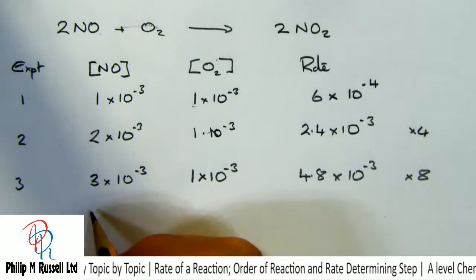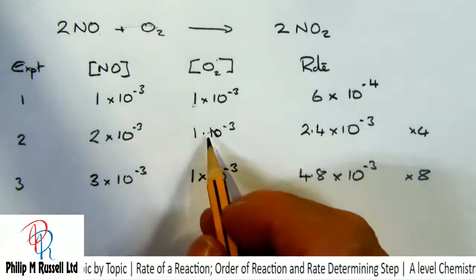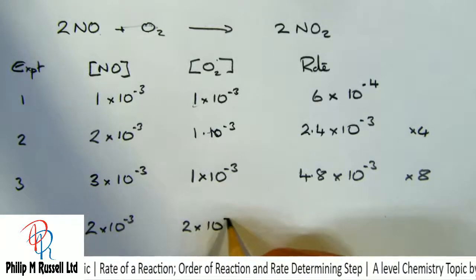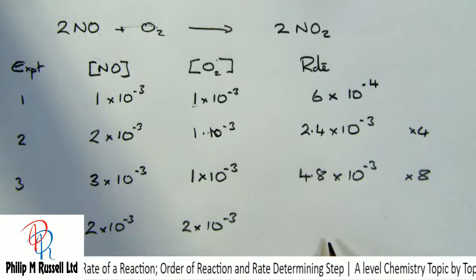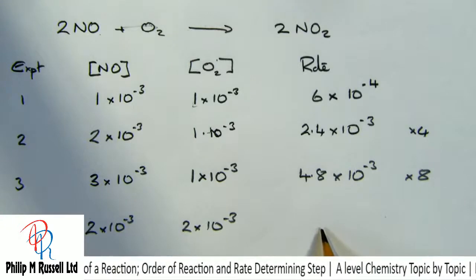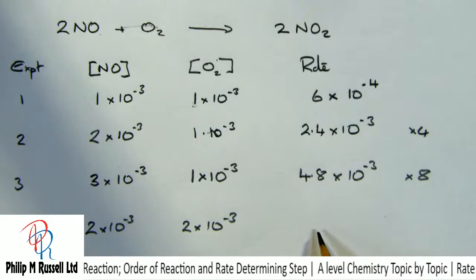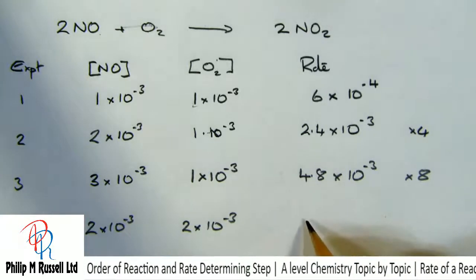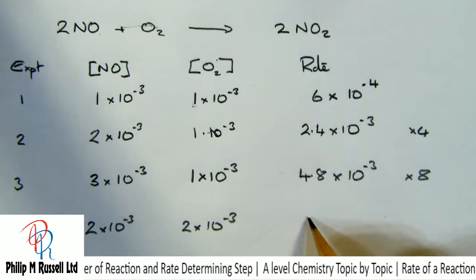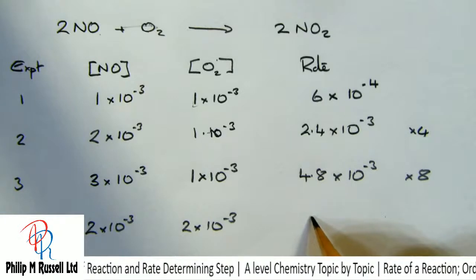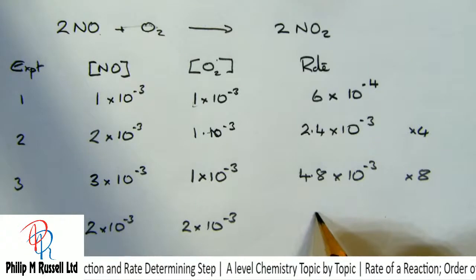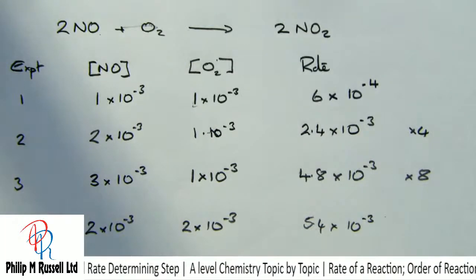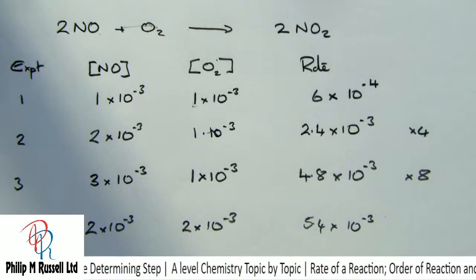Let's then simply be awkward. Let's double both. And if I double both, then we'll think of a number I can put in here. Something like that. Let's see if we can work out what's going on.